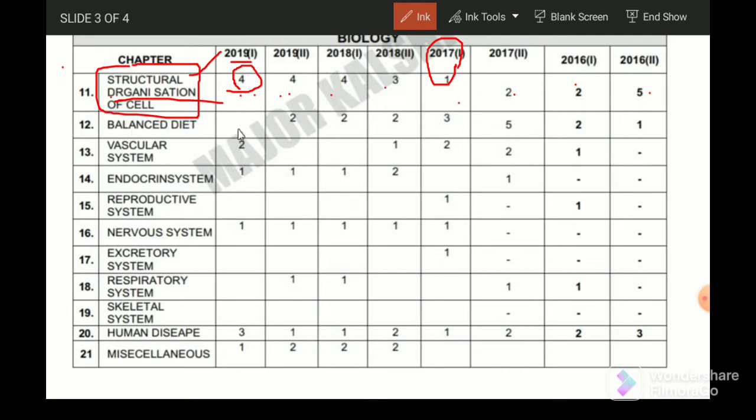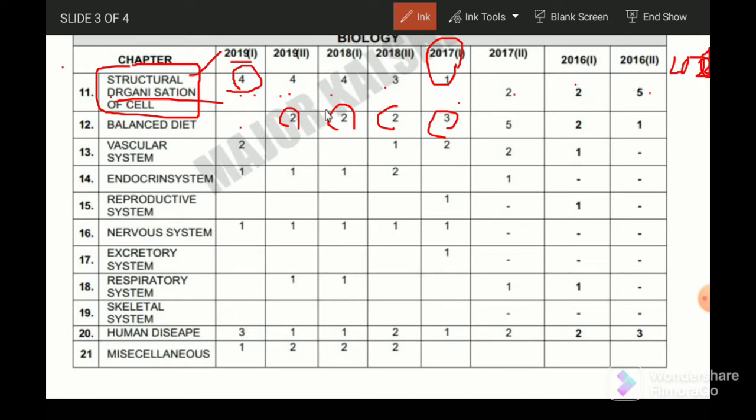Next, balanced diet. 2019 में कोई क्वेश्चंस नहीं आए थे. 2019 सेकेंड पेपर में 2 क्वेश्चंस आए. फिर 2018 फर्स्ट पेपर में 2, सेकेंड पेपर में 2, 17 फर्स्ट पेपर में 3 आए थे. So this also carries major marks. So like, see, okay, now we'll do it for 2022, sorry, 2022 का क्वेश्चन पेपर.